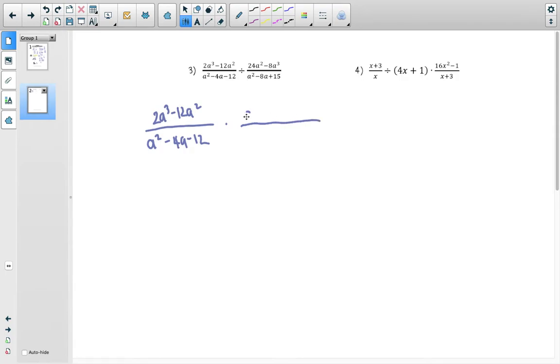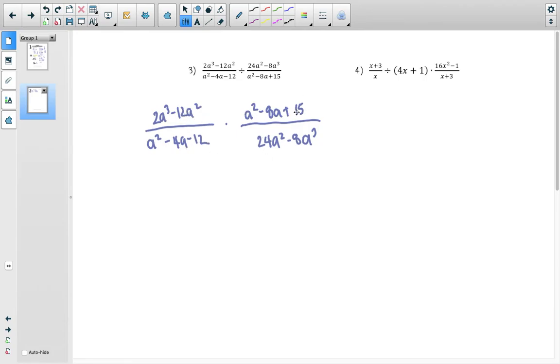So the bottom's going to the top, and the top is going to the bottom. And like I said, we're right back to what we were doing. And that's a 3 that looks really bad. So we're going to factor. So greatest common factor here, greatest common factor here because it's 2 terms.